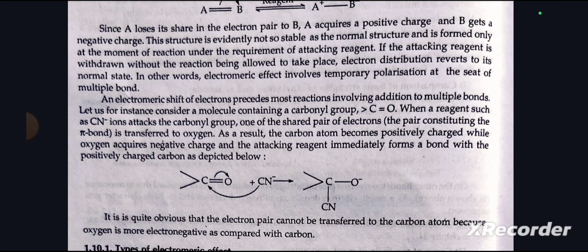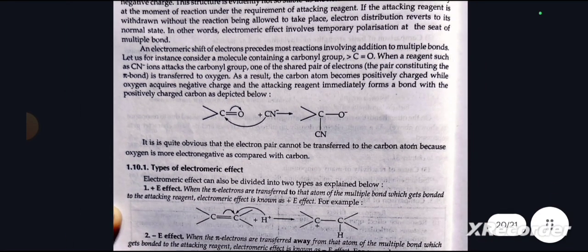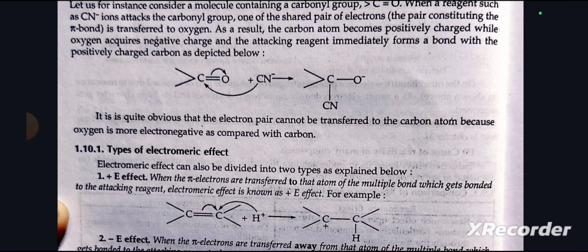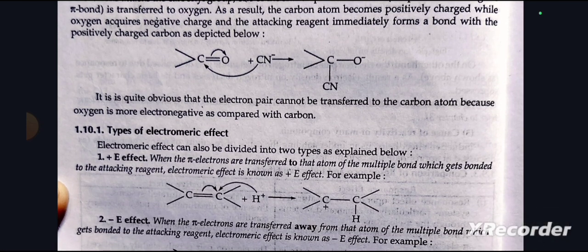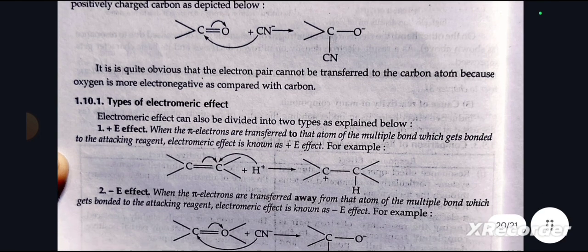An electromeric shifting of electrons proceeds in most reactions involving addition to multiple bonds. Let us, for instance, consider a molecule containing a carbonyl group, C double bond O. When a reagent such as CN negative ion attacks the carbonyl group, one of the shared pair of electrons, the pair constituting the pi bond, is transferred to oxygen. As a result, the carbon atom becomes positively charged while oxygen acquires a negative charge, and the attacking reagent immediately forms a bond with the positively charged carbon as depicted below. C double bond O plus CN negative gives CN-C-O negative. It is quite obvious that the electron pair cannot be transferred to the carbon atom because oxygen is more electronegative as compared with carbon.